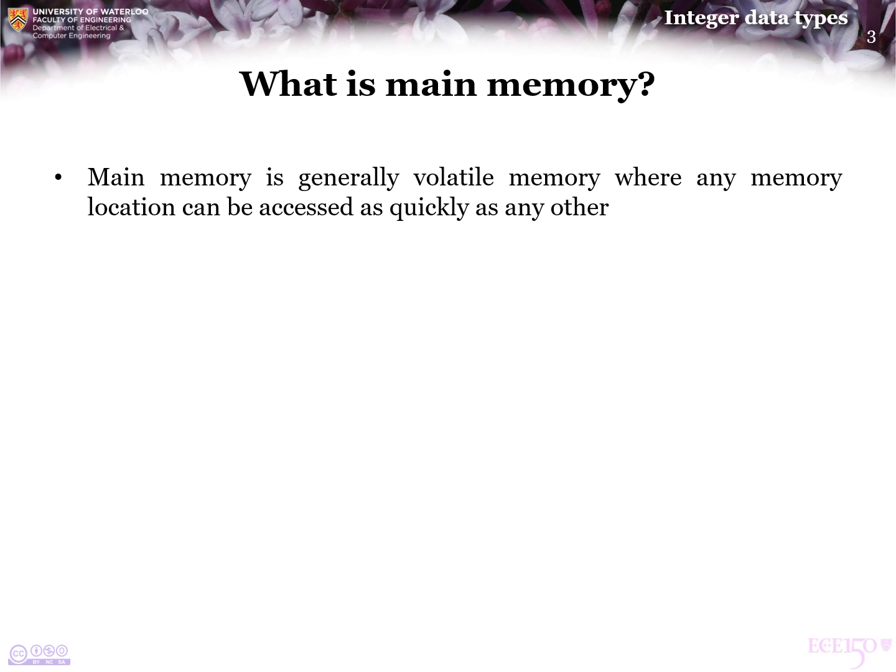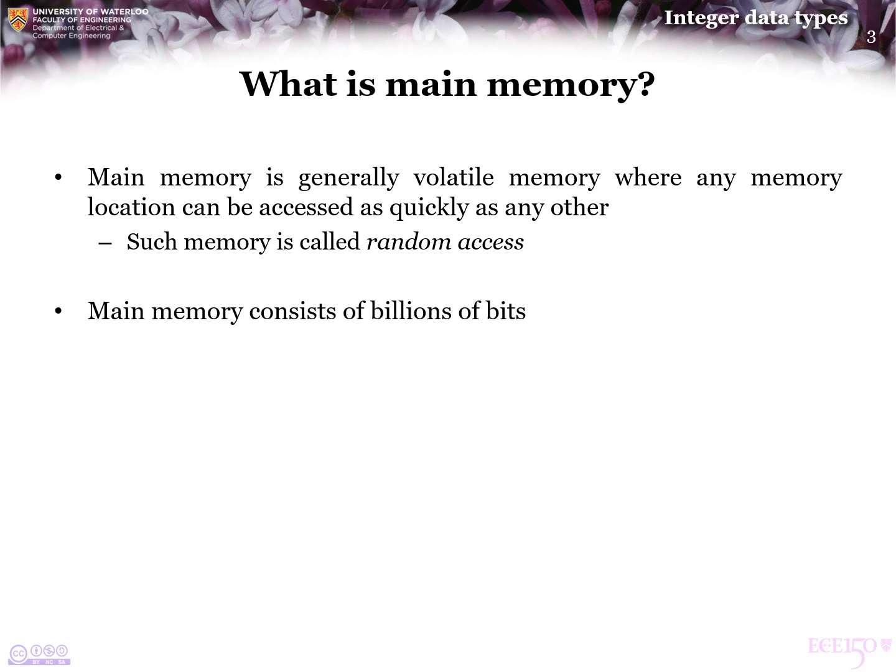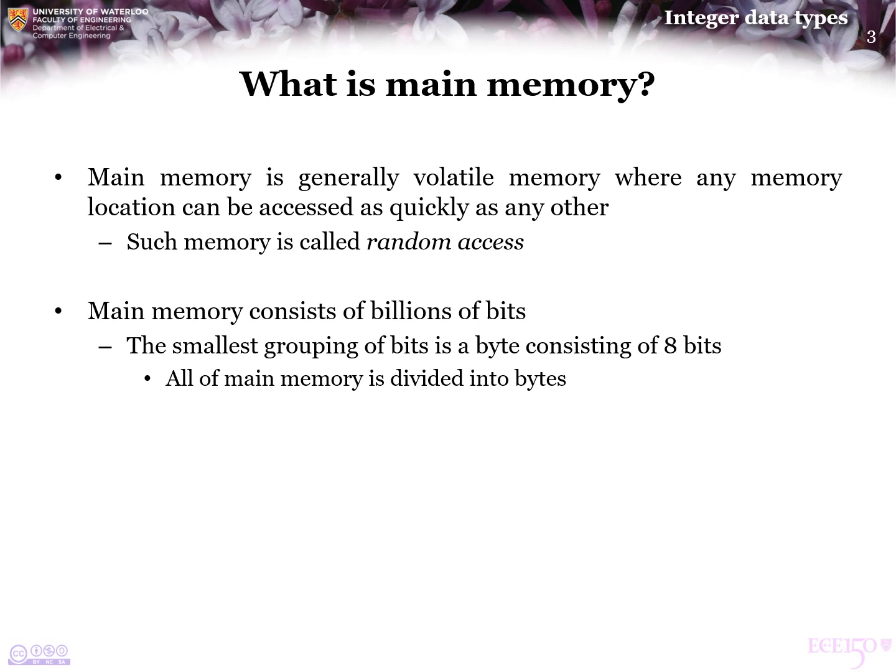Before we can start talking about integers, let's remember that main memory is generally volatile memory where any memory location can be accessed as quickly as any other. Such memory where you can access any entry as quickly as any other is said to be random access, hence RAM, or random access memory. Now, main memory consists of billions and billions of bits. The smallest grouping of bits is a byte, and this consists of 8 bits. So essentially, all of main memory is divided into bytes.